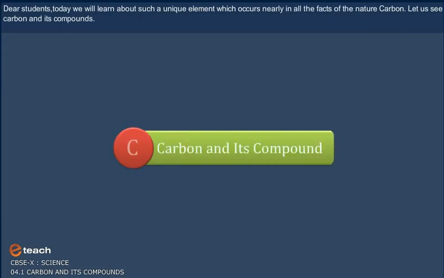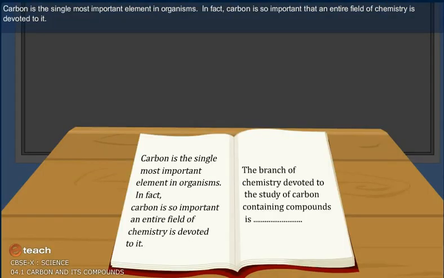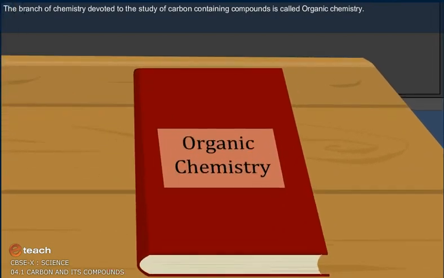Dear students, today we will learn about such a unique element which occurs in nearly all the facts of nature: carbon. Let us see carbon and its compounds. Carbon is the single most important element in organisms. In fact, carbon is so important that an entire field of chemistry is devoted to it. The branch of chemistry devoted to the study of carbon-containing compounds is organic chemistry.